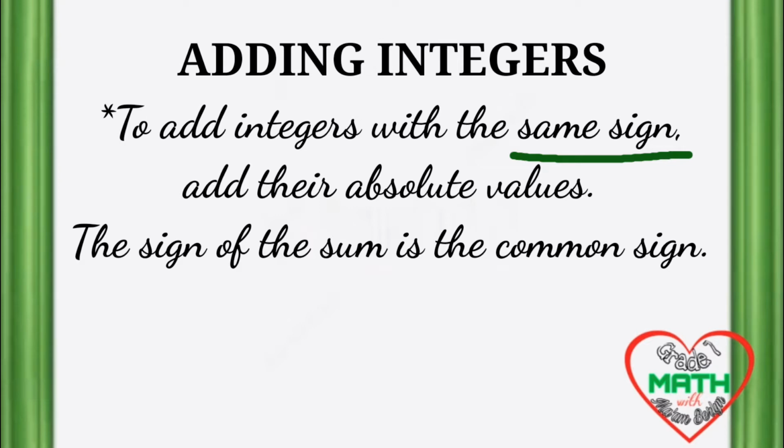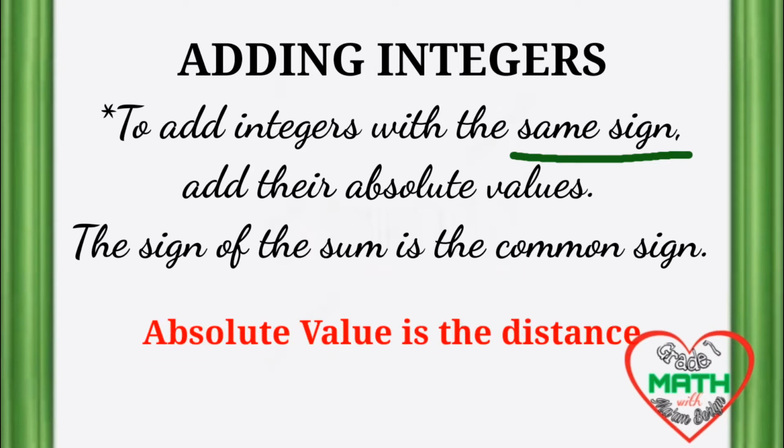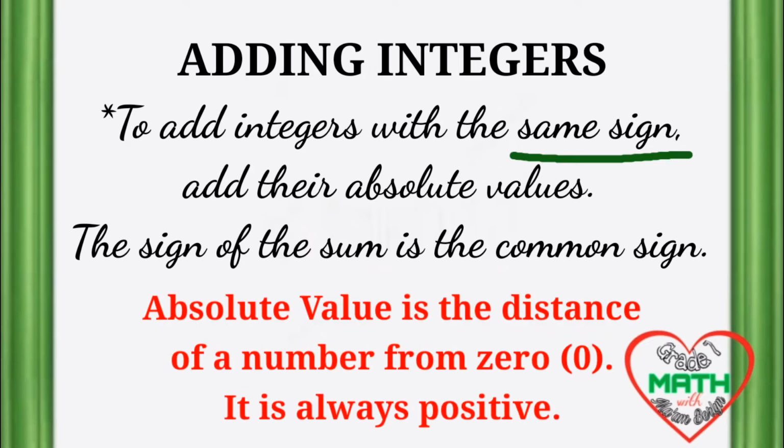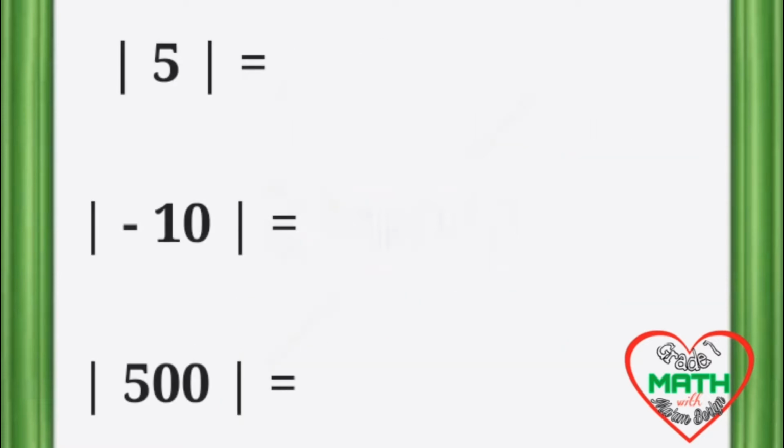Before anything else, let's first define absolute value. Absolute value is the distance of a number from 0. It is always positive. Absolute value is written like this one: absolute value of 5, absolute value of negative 10, and absolute value of 500. Since absolute value is always positive, therefore, the absolute values of the numbers here are the positive value of the number itself.